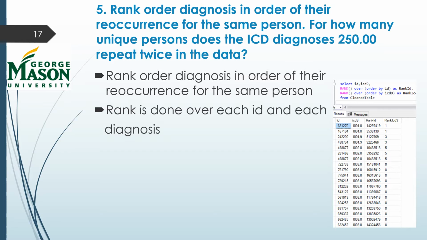Then for ranking, I used this code shown in the image right here. Rank order diagnosis in order of their recurrence for the same person. Rank is done over each ID and each diagnosis. So you can read my code from the screenshot here, and my results are here.